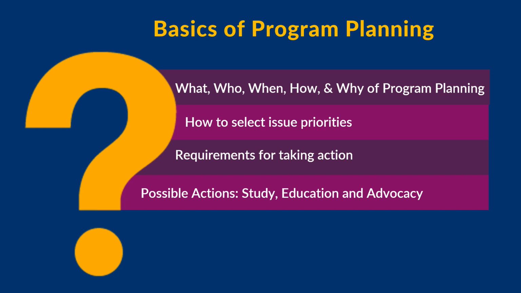Then we'll look at how to select issue priorities. This is not just the issues we are passionate about. It's also about selecting issues that will enable us to have the most impact in our community. Next, it's important to understand the requirements for taking action on our issue priorities and how to meet those requirements. And finally, we'll take a look at how to identify the possible actions we can take: a study, education, or advocacy.